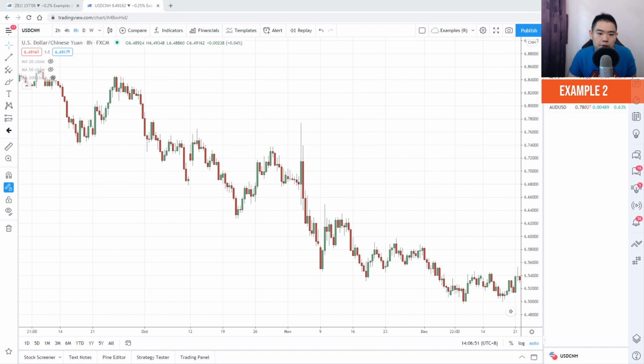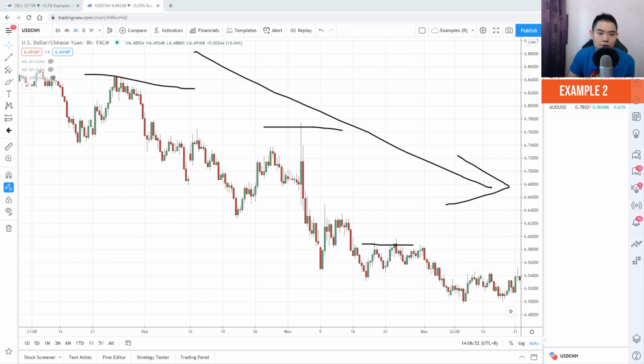So first things first, question number one, the trend. Do we have a valid trend over here? As you can see, the price is forming a series of lower lows and lower highs. Lower high, lower high, lower high, and lower lows. The trend is towards the downside. Great, we have a downtrend.